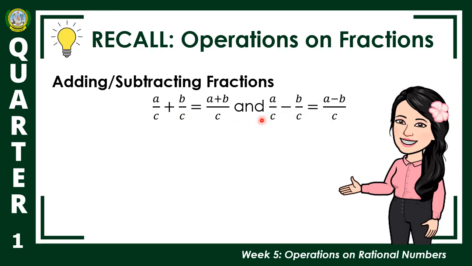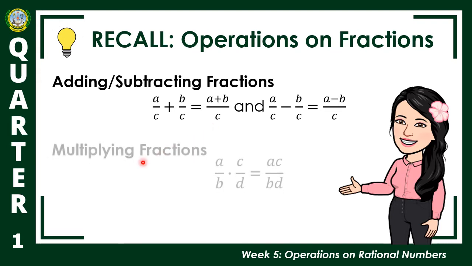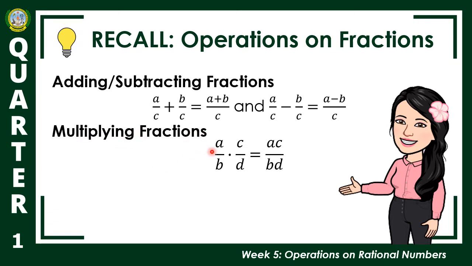Okay? So, just in case that the given fractions are dissimilar, which means they are different when it comes to their denominators, ang gagawin nyo po is to find the LCD and convert them into their equivalent fraction such that magiging sila ay similar na. Okay? So, next is multiplying fractions. In multiplying fractions, you just have to multiply the numerators and then the denominators. Okay? So, that's why this became AC over BD.